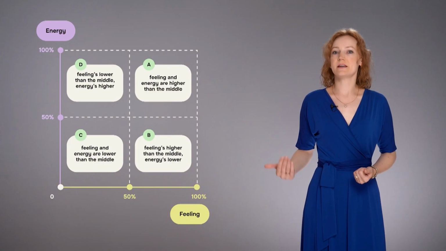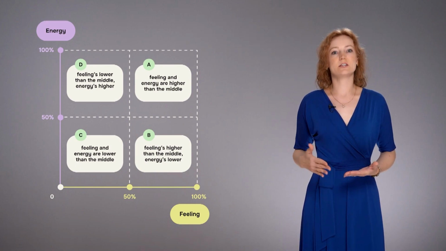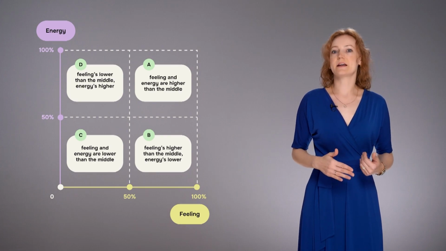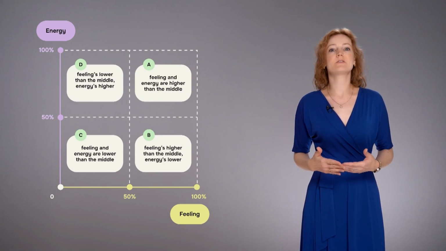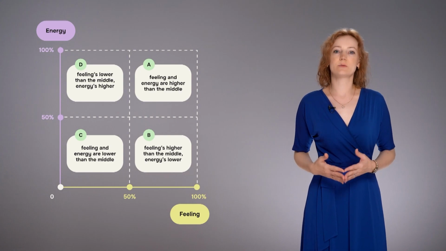David Caruso suggests using these characteristics to get 4 types of emotional background. They differ by the level of energy and mood we have right now. At square A, mood and energy are above average. At square B, mood is above average, and energy is below. At square C, mood and energy are below average, and at square D, mood is below average, and energy is above.